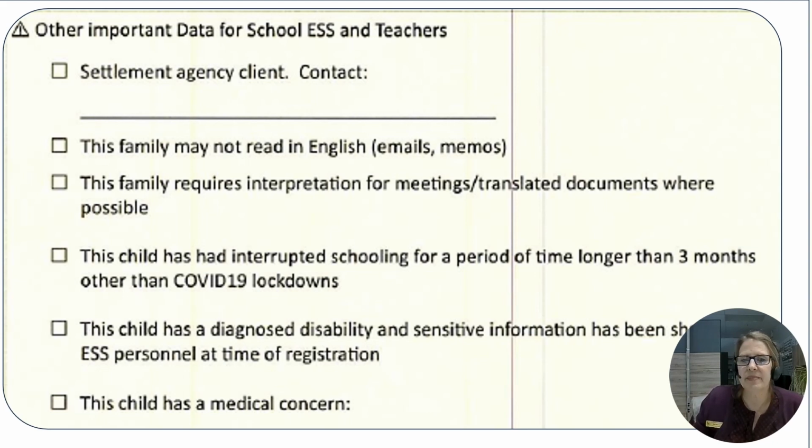The next item states that this child has had interrupted schooling for a period of time longer than 3 months, other than COVID-19 lockdowns. We do try, if we're aware of interrupted schooling, to indicate how many months or how many years this child was not in school. The next point is this child has a diagnosed disability and since sensitive information has been shared with ESS personnel.